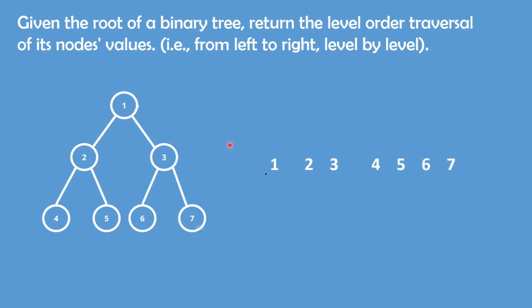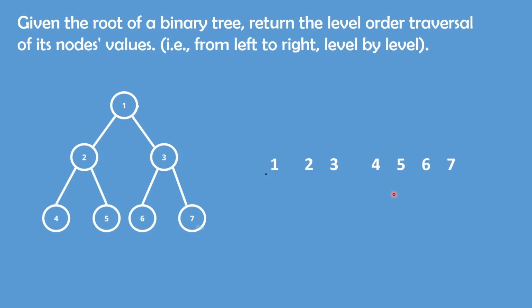So you can assume each of these levels' elements as a single array. That means this one, this is an array, this 2, 3, this is another array, and 4, 5, 6, 7, this is another array, and the final output will be an array of arrays. So now let's start to solve this problem.